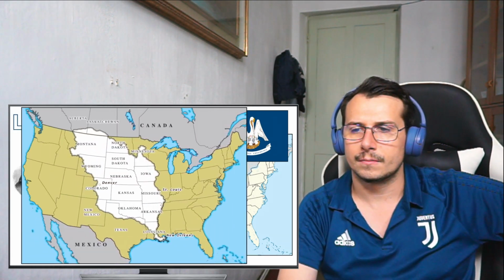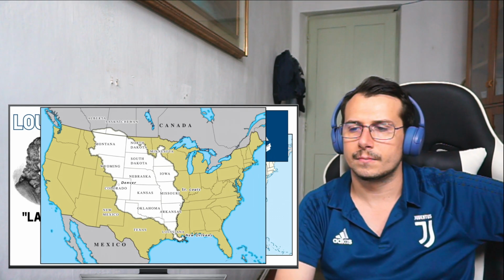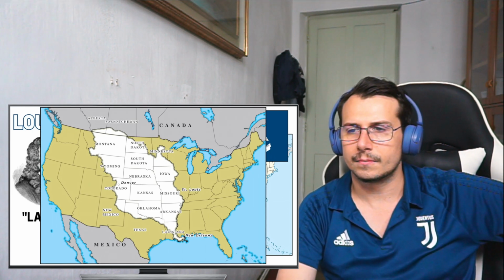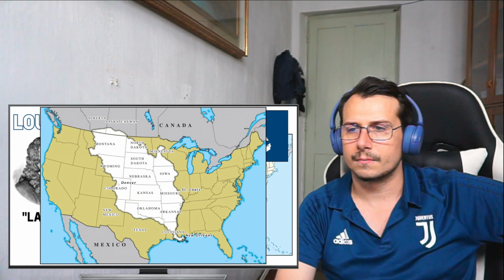Once part of the French colonial empire, the Louisiana Territory stretched from the Atlantic coast in the south to just north of the present-day Canada border.